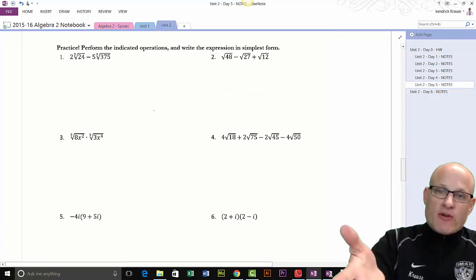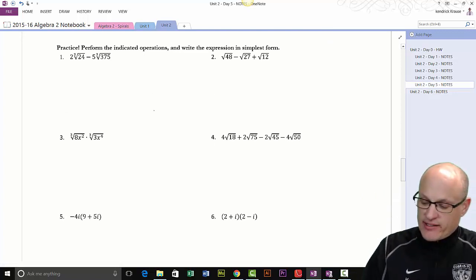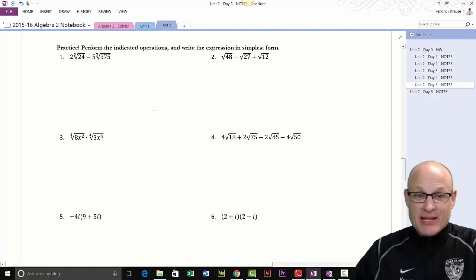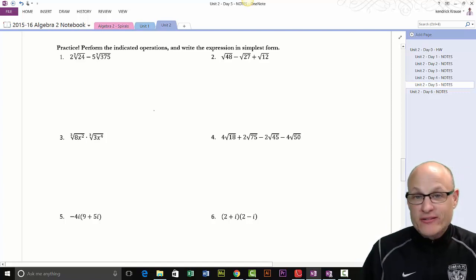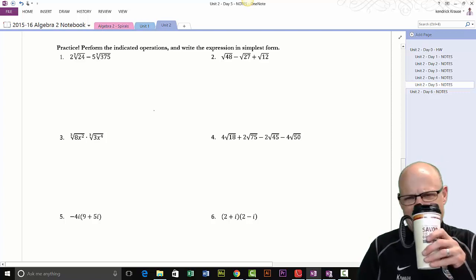If you know what you're doing, try the problems from the notes and then just fast forward. If you don't understand it or you didn't get the same answer I did, let me know. Either I made a mistake or you did. It's a good chance you did, but who knows? I'm tired. I've got a lot of caffeine in me. I'm moving quick. I might make a mistake.